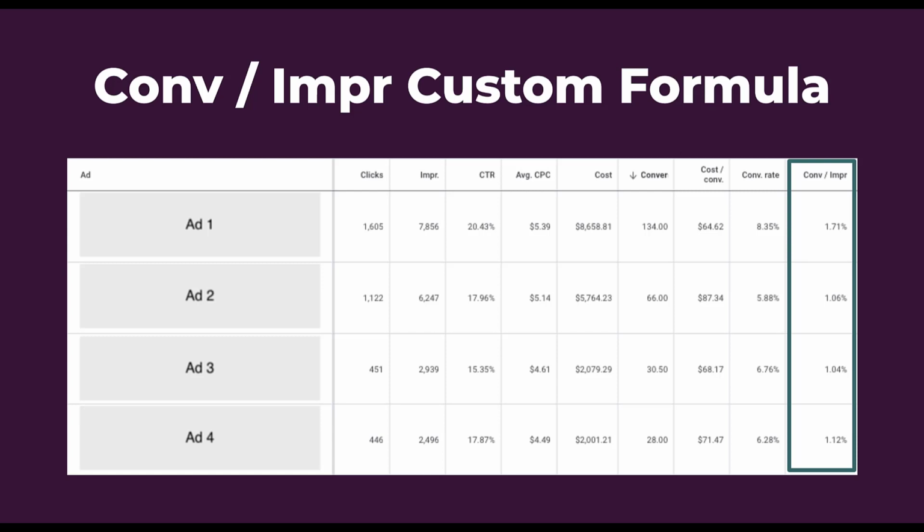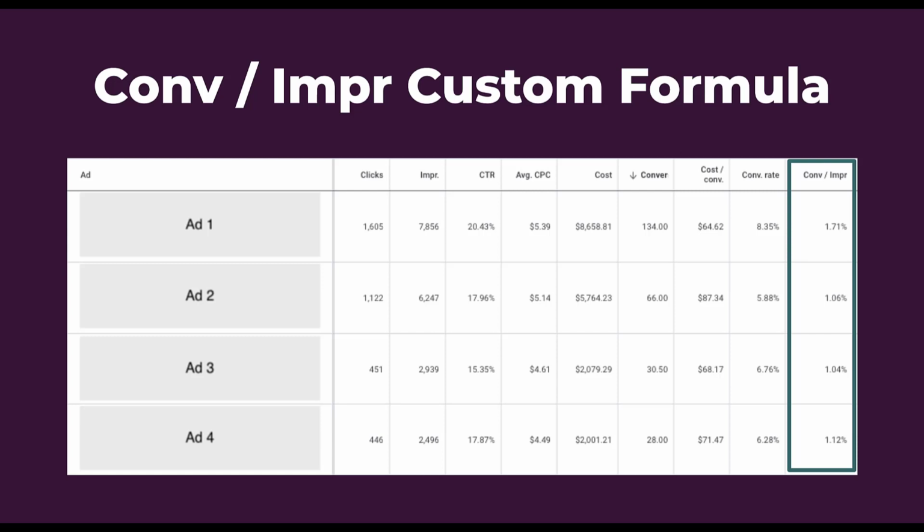So in this instance, I wouldn't need to notice that the click-through rate for ad 1, the conversion rate, and the cost per conversion are all better than the other ad variants. I would only need to look at that conversion to impression number and notice that it has almost double the rate of the other ones, so it's clearly the winner.